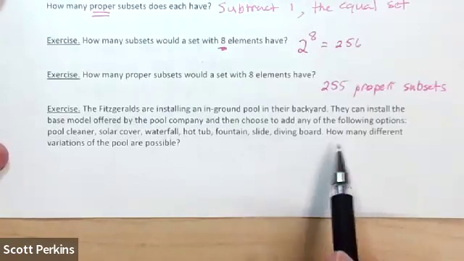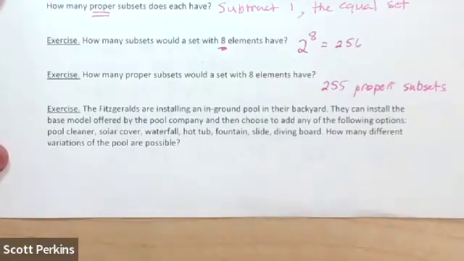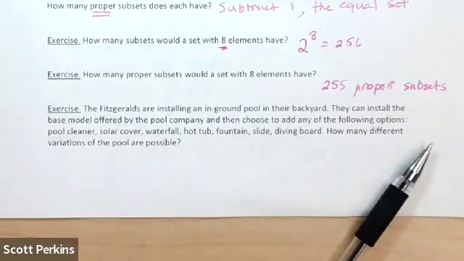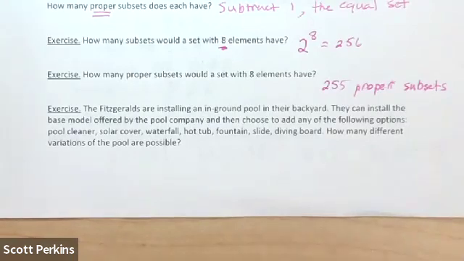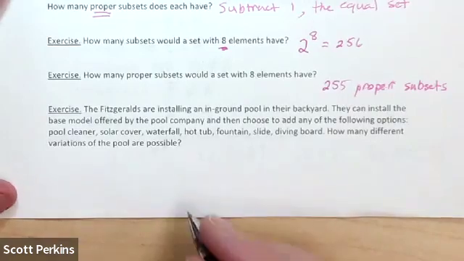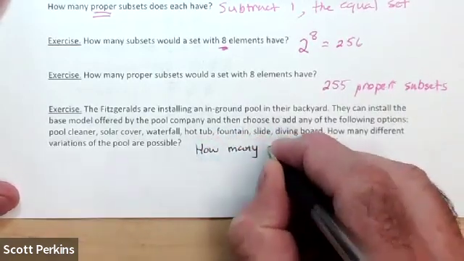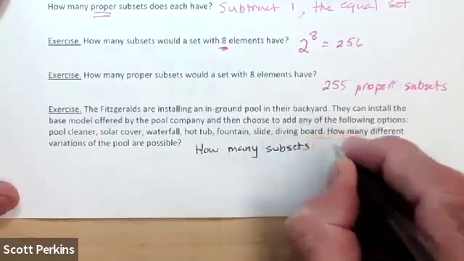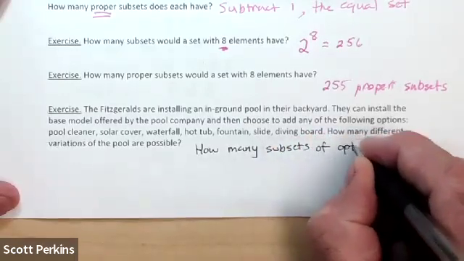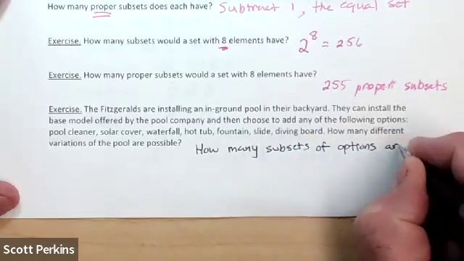So what we want to know is how many different variations of the pool are possible. If you're the pool company and you've got a big sign out in front of your door, you want to say there are X number of possible pools you can get from us. That's what we want to do. So we want to know how many subsets of the options there are.